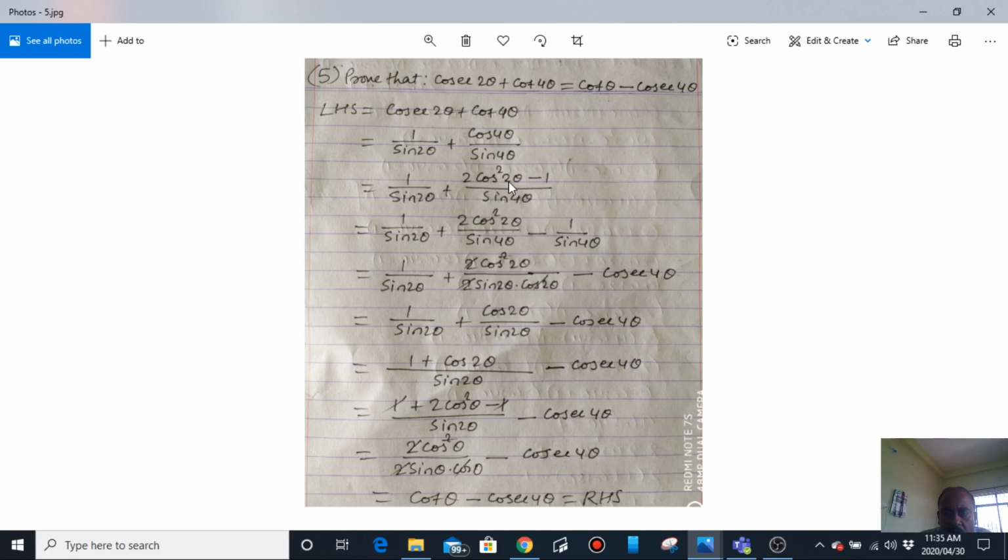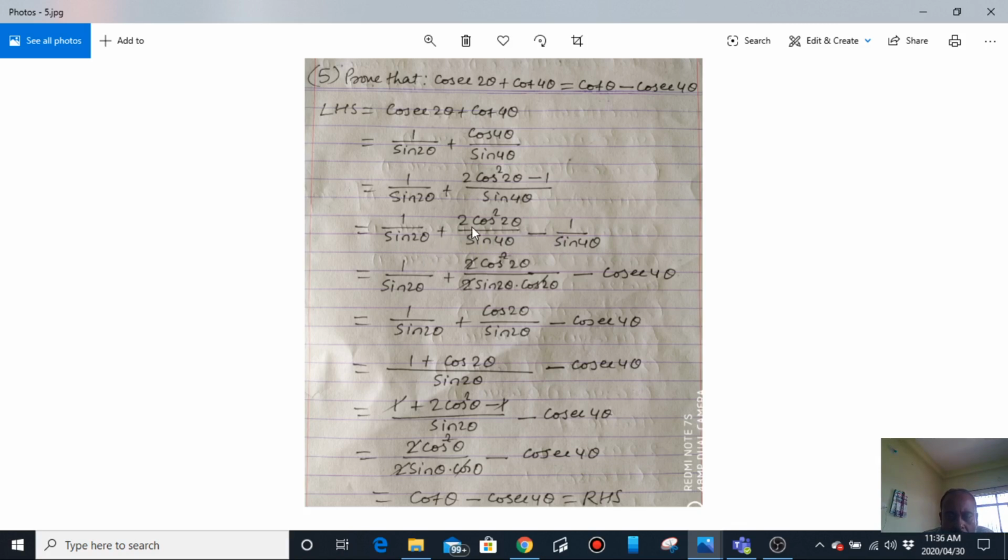So 2 cos square 2 theta minus 1, denominator is same. Now this fraction has two parts, 2 cos square 2 theta and minus 1. From here we break down: 1 by 2 sin 2 theta plus 2 cos square 2 theta by sin 4 theta minus 1 by 4 sin 4 theta. See here, so be clever. This means cosec 4 theta minus cosec 4 theta is required in RHS. So we will not touch this later. Only we will simplify this part.